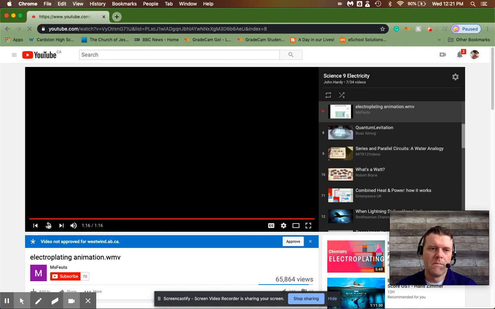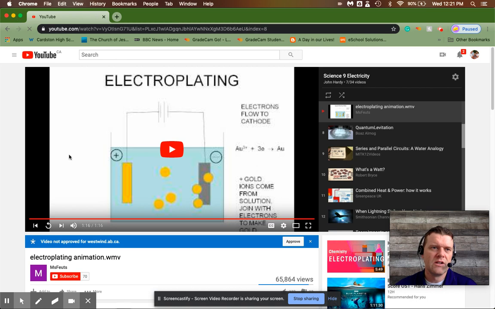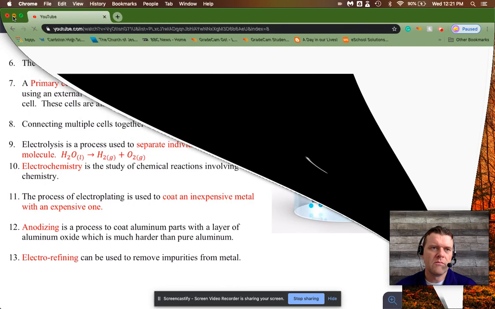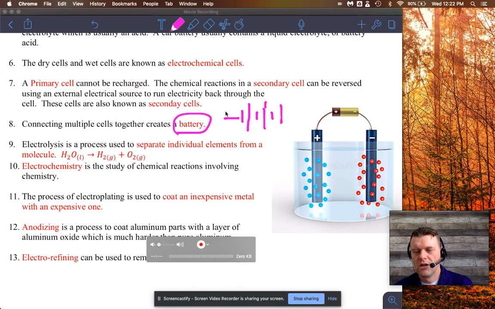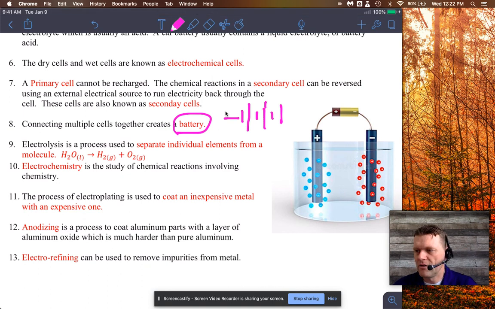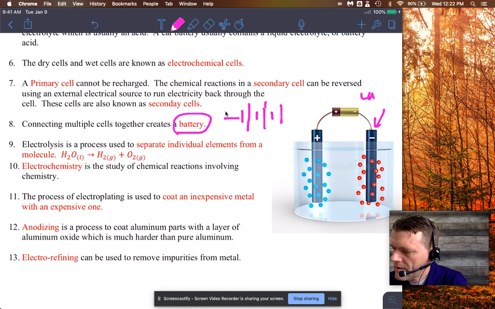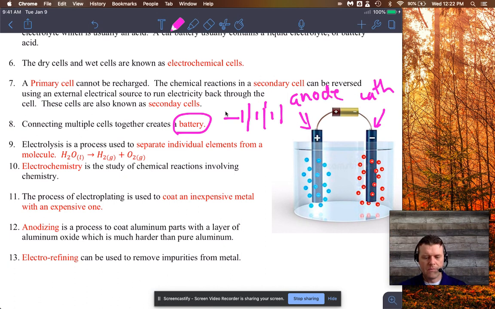So electroplating is actually the process through which we can coat an inexpensive metal. I did show that a little bit here in terms of this sketch. So this would be the cathode, and then this is the anode. Okay, and I didn't show all the steps on the inside, but it is a way to coat metals. We use electricity to do that.